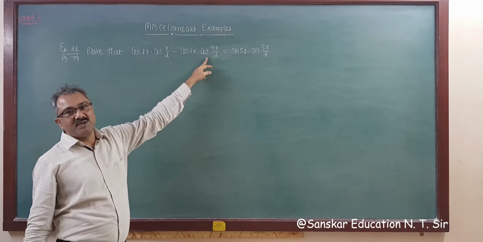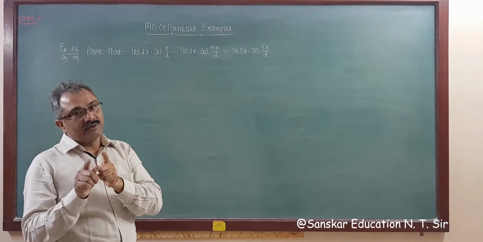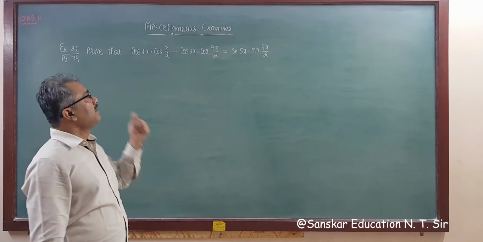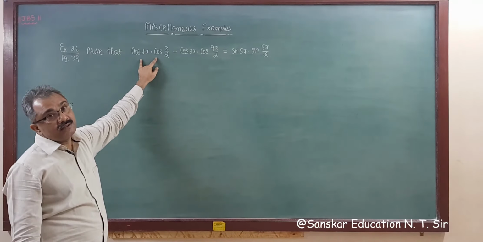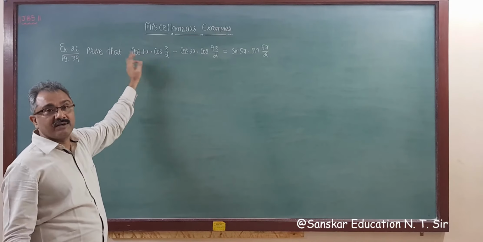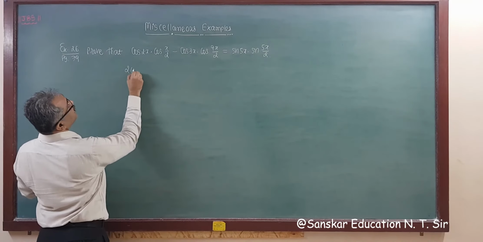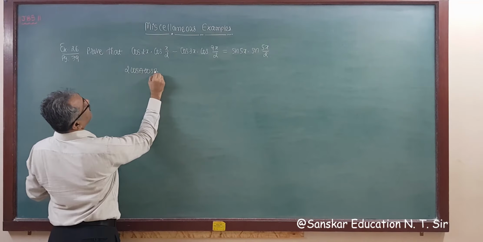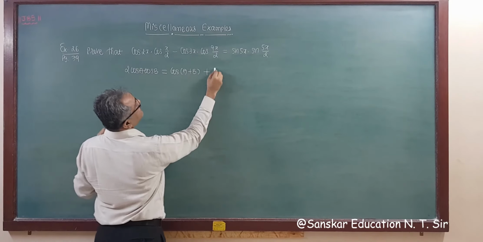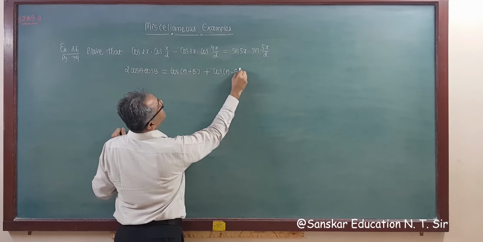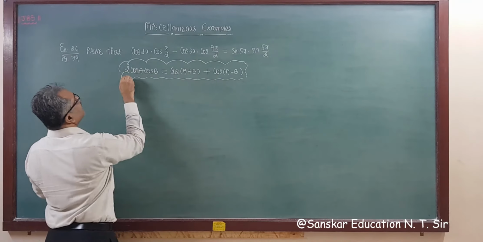It is not given again as cos A cos B. That means the cos A plus B formula is not applicable. This is the discussion of how to solve the question. Now you have only one formula, 2 cos A cos B is cos A plus B plus cos A minus B. In multiplication you always require 2 as a coefficient, but here there is no 2.